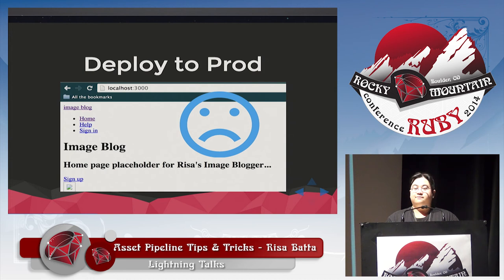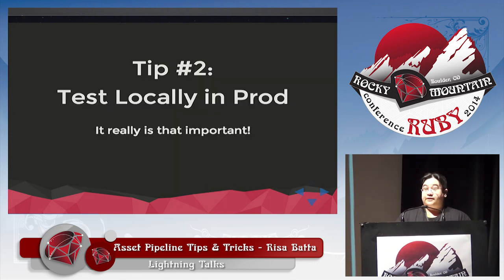And what happens? This. And you're like, hold on, wait a second, where's that awesome picture in the background? It's all gone. It was working locally, in dev mode. Why is it not working in prod? So tip number two is test locally in prod.